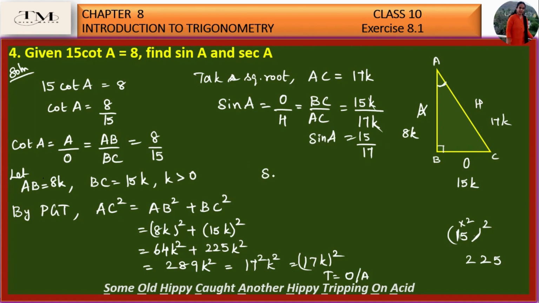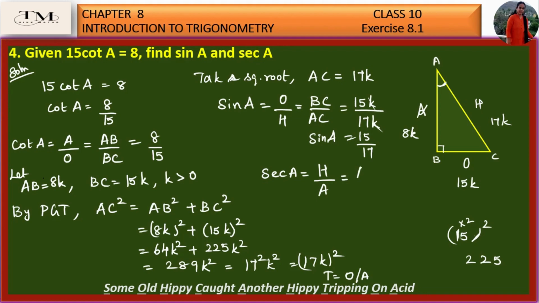Next we have to find out secant A. So secant A is nothing but the inverse of cos. What is cos? Adjacent by hypotenuse. So its inverse is hypotenuse by adjacent. So secant A is equal to hypotenuse by adjacent side.